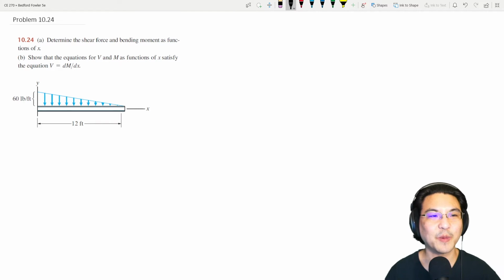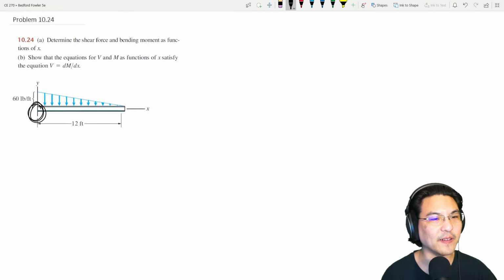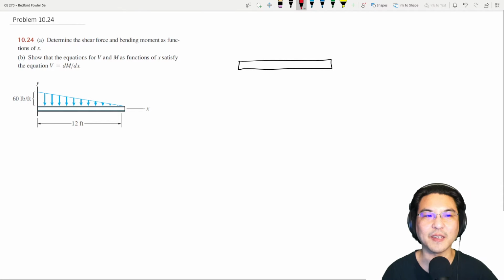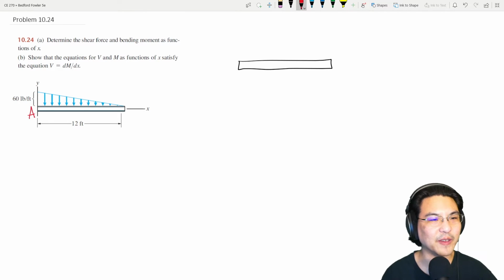Everybody, let's give this problem a try. So we have a fixed support over here. To find the shear force and bending moment functions, first let's figure out the reactions at that fixed support. I'll just call it point A over here.